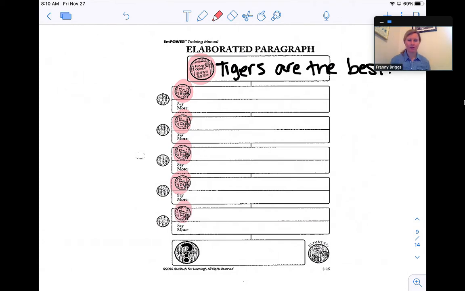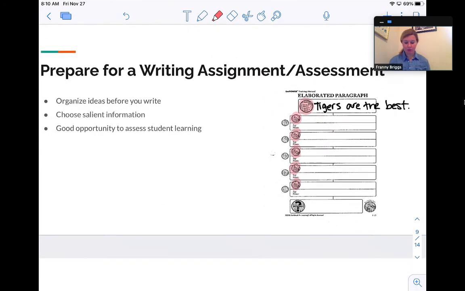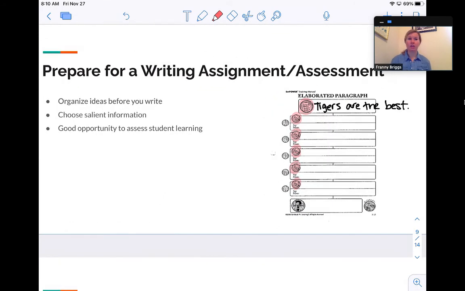We'll talk more about this in an upcoming presentation, but many students, especially when they're learning, maybe in 4th or 5th grade, how to write a paragraph, having a graphic organizer can make a really, really big difference in helping them organize their ideas.